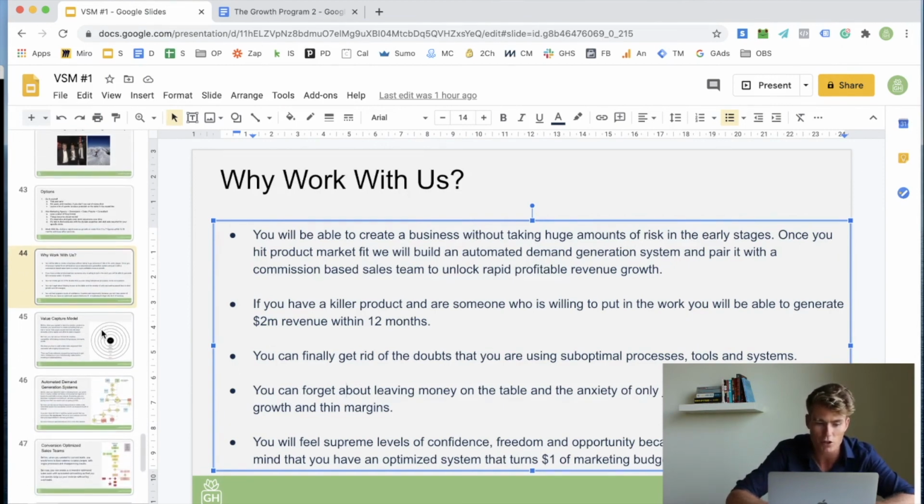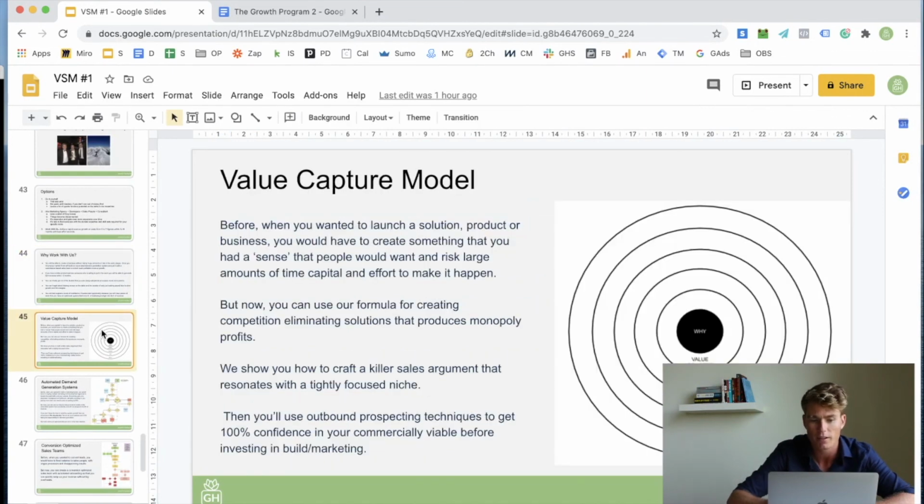So to summarize the different things that are included, the value capture model. Before, when you wanted to launch a new business, you'd need to create something that you had a sense or a feeling that people would want, and you take a large amount of risk. But now we're going to show you how to create competition eliminating solutions that aim for monopoly and capture profits.